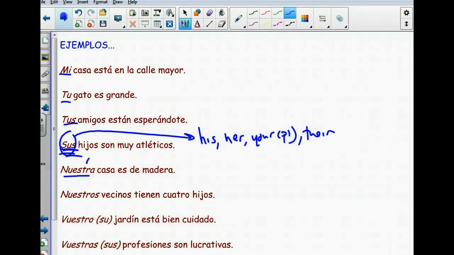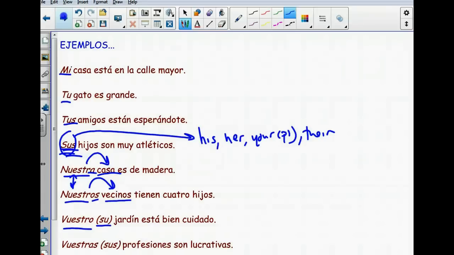Again, nuestra is modifying casa. It's an adjective, just like any other. It has to agree. Nuestros vecinos, our neighbors. Same word, just different forms to modify different nouns. Vuestro jardín está bien cuidado. This would be the vosotros form. Your garden, in more than one your, plural.